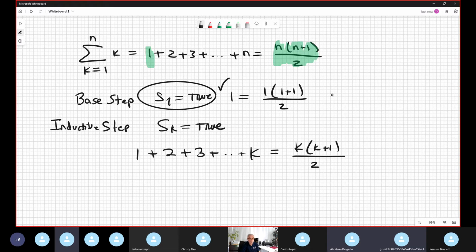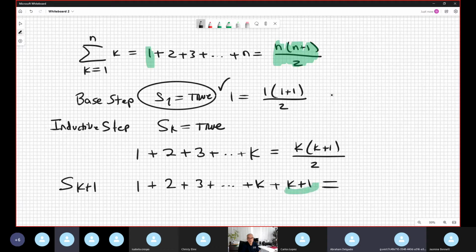Now, I want to investigate what happens with the next guy, K plus 1. It's 1 plus 2 plus 3 plus up to K plus the next, which is K plus 1. Okay, you include one extra. After, on the right-hand side, you replace K with K plus 1. So K now is not K, it's K plus 1. And this is K plus 1 plus 1. Actually, it's K plus 2. It's not necessary to write it like that. It's K plus 2.